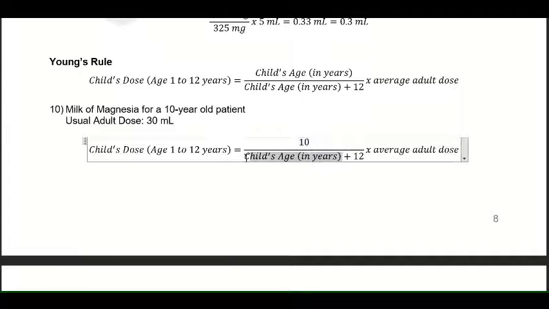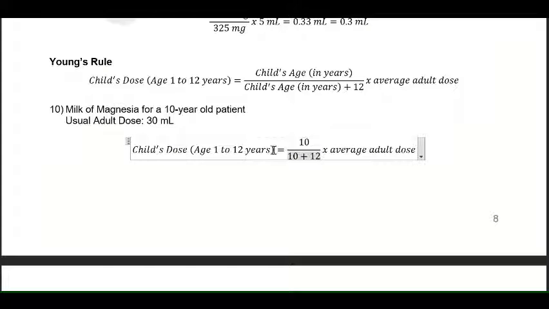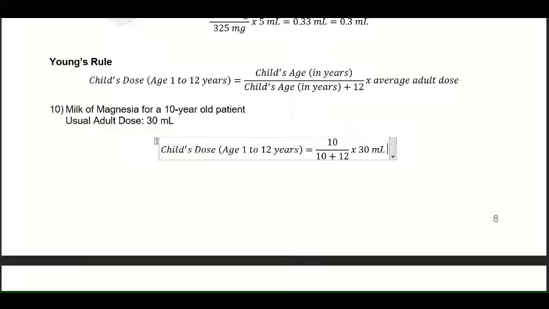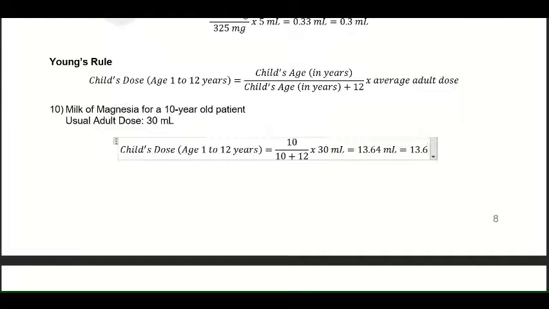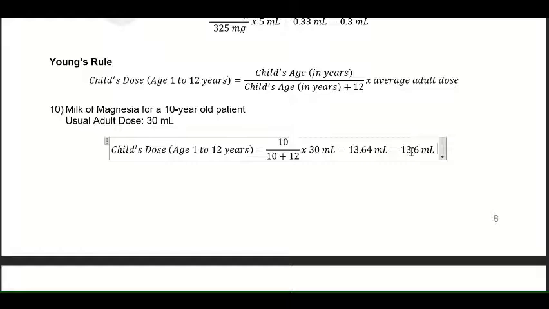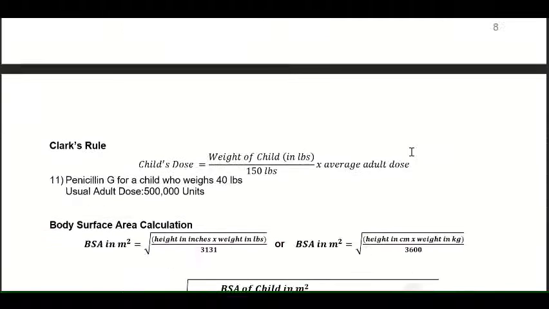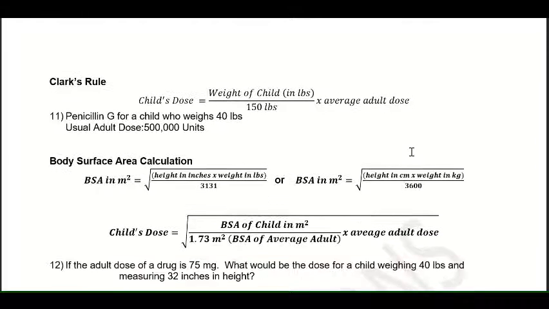The child's age in years, 10, divided by 10 plus 12, times the average adult dose, which is 30. Doing the math, that would become 10 divided by 22, then you will multiply it by 30. So you have 13.63 or 64, giving you 13.6 ml for administration. That's the application of Young's rule.